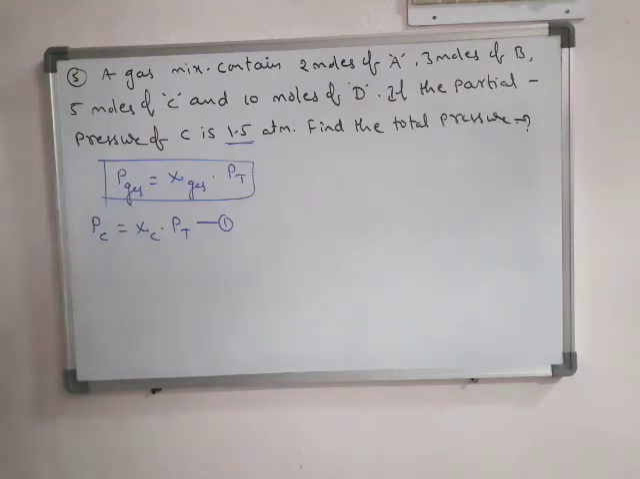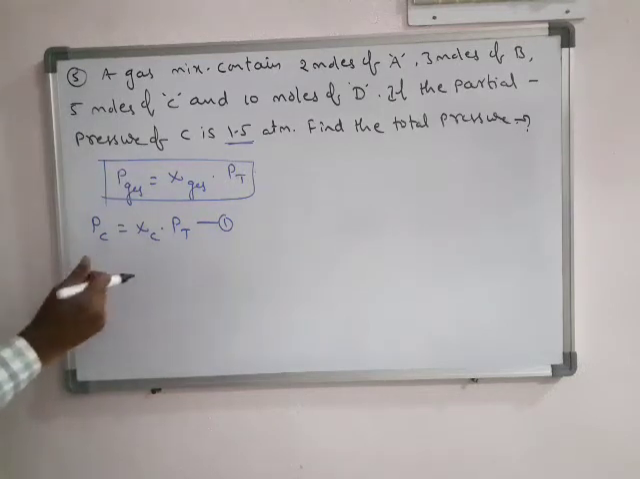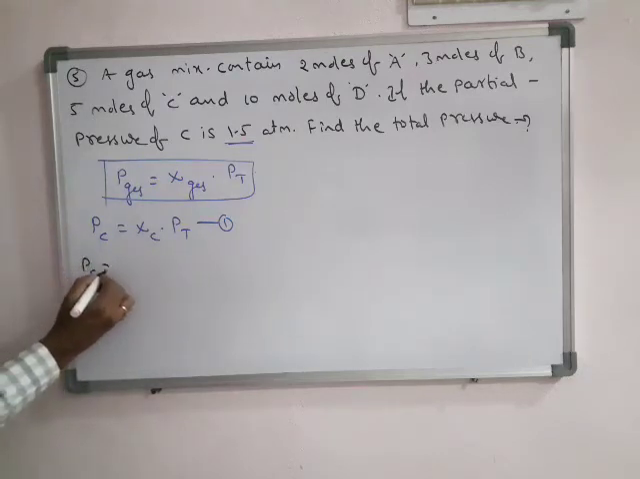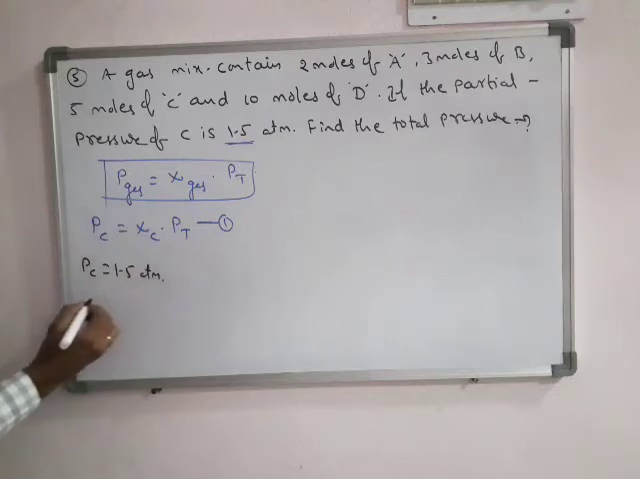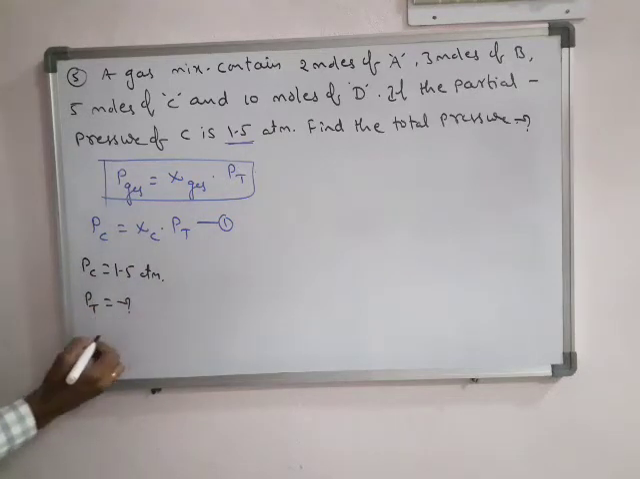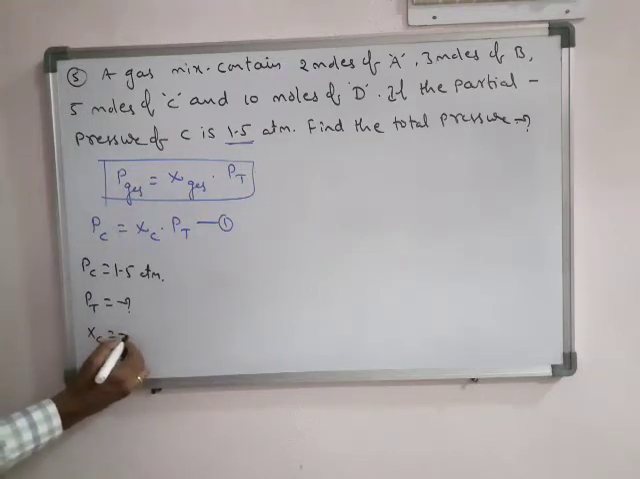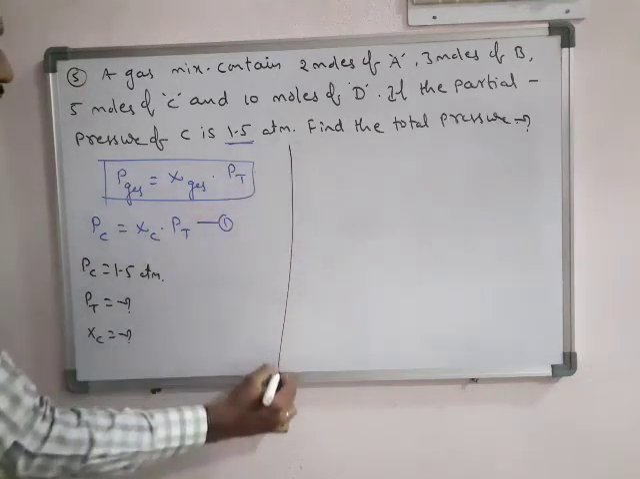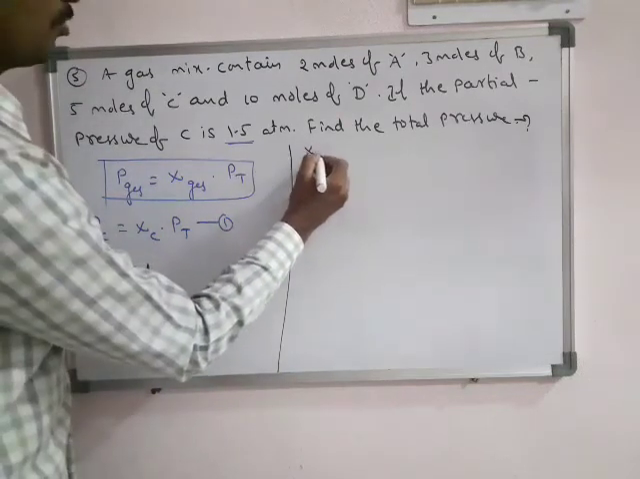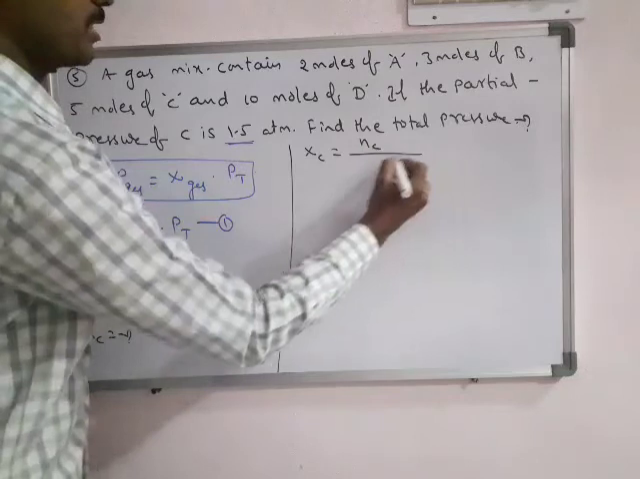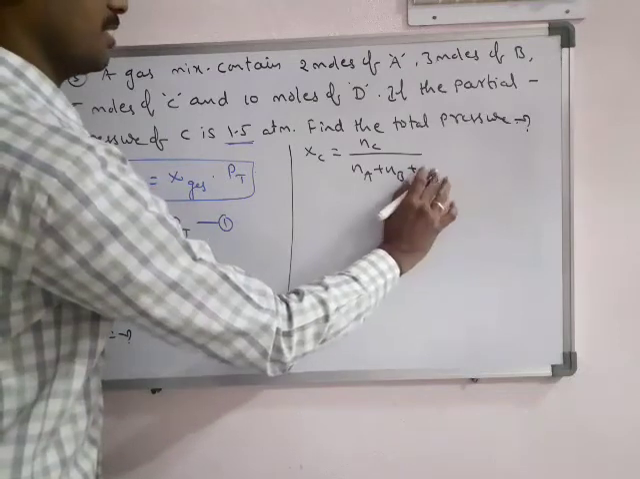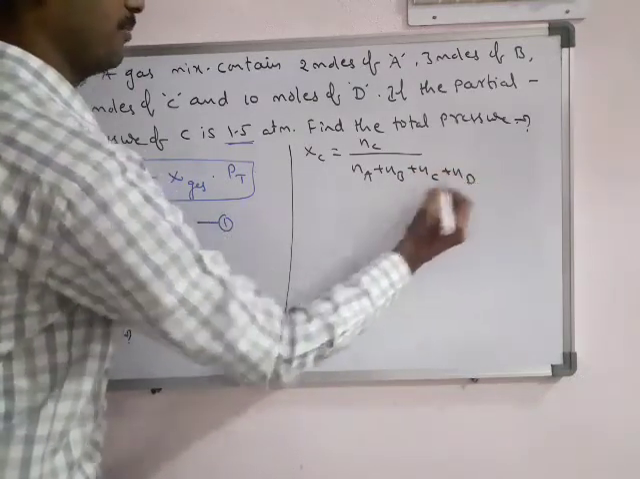So what is the PC? We know that is 1.5 atm. PT we need to find out. So when we find the XC, the mole fraction of C, we are able to find the PT. So how to find this XC? Mole fraction of C equals number of moles of C by number of moles of A, number of moles of B, number of moles of C, number of moles of D. So this is the general formula.